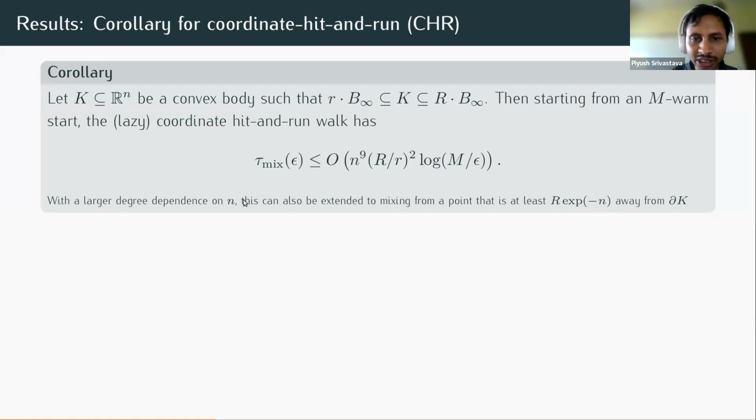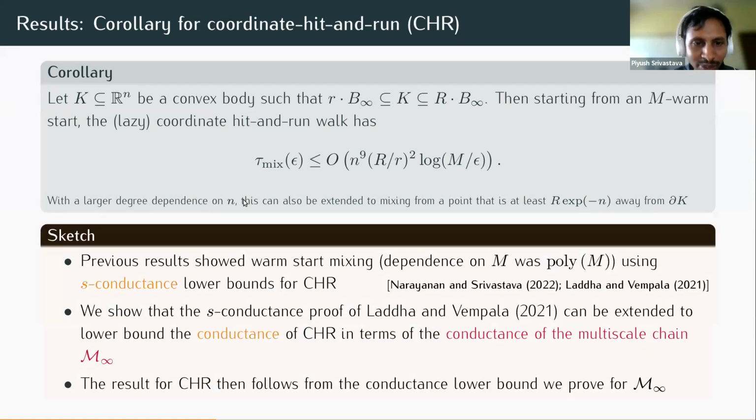Okay, so those are the results. Any more questions about the result? Actually, maybe I'll just say, to recall and put it in context of the previous work: previous results showed, from a warm start, as I said, that the dependence on capital M was polynomial rather than polylog, and they were based on something called s-conductance lower bounds, whereas these are based on so-called conductance lower bounds. So we'll come to that.